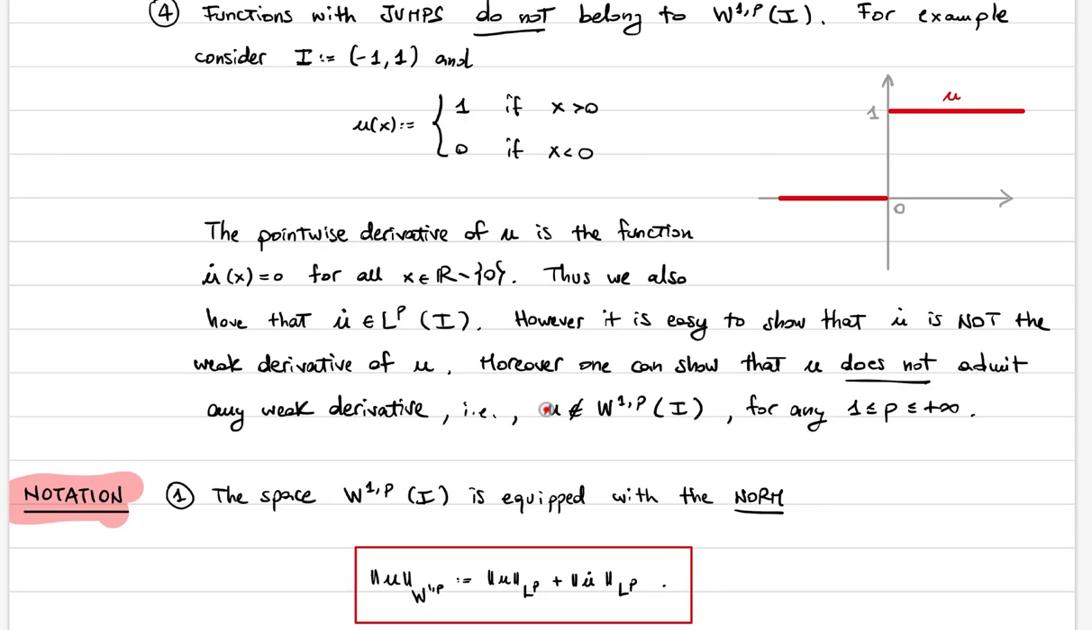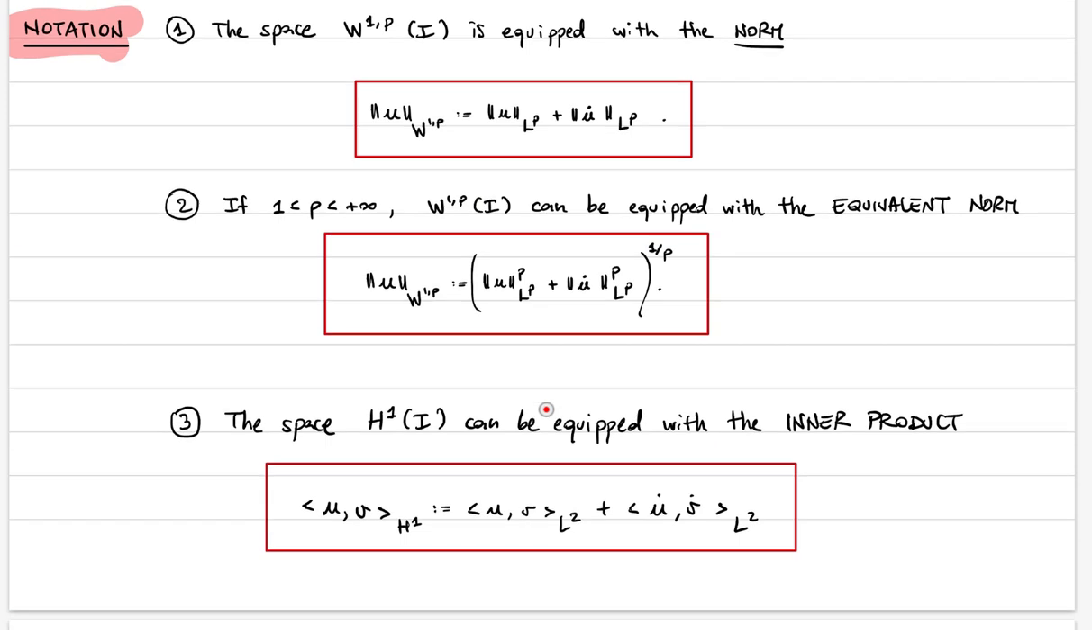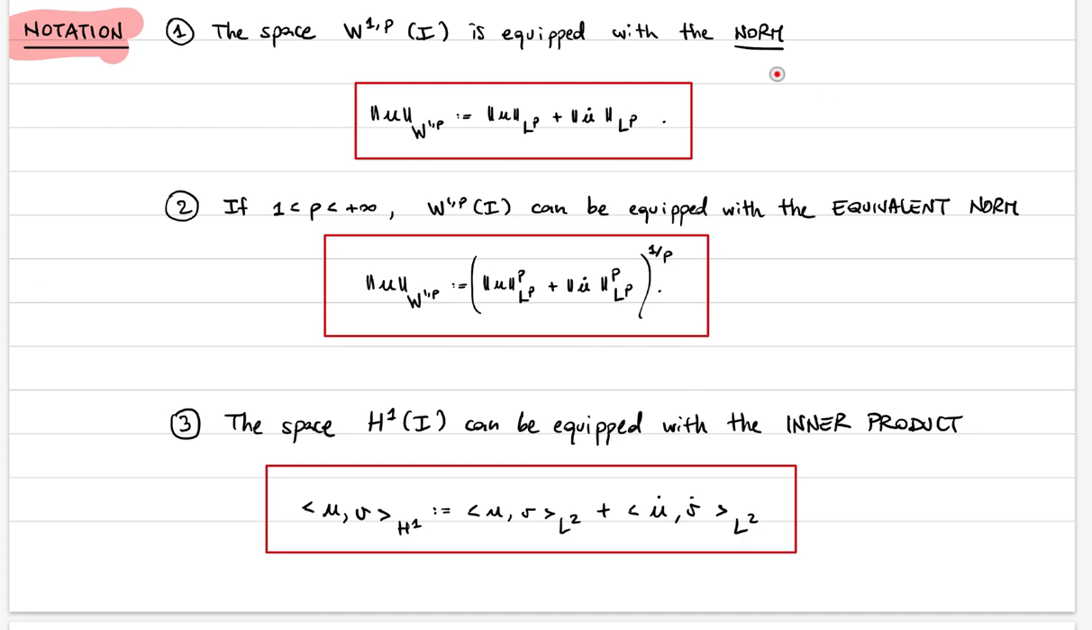Okay, some more notation. The space W^{1,p} is equipped with the norm, the norm of u in W^{1,p}, defined as the norm of u in L^p plus the norm of u dot in L^p. And you see this makes sense because if u belongs to W^{1,p}, then by definition u belongs to L^p, so this quantity here is finite. And also the weak derivative, which we denote by u dot, has to belong to L^p by definition. So also this quantity here is finite.